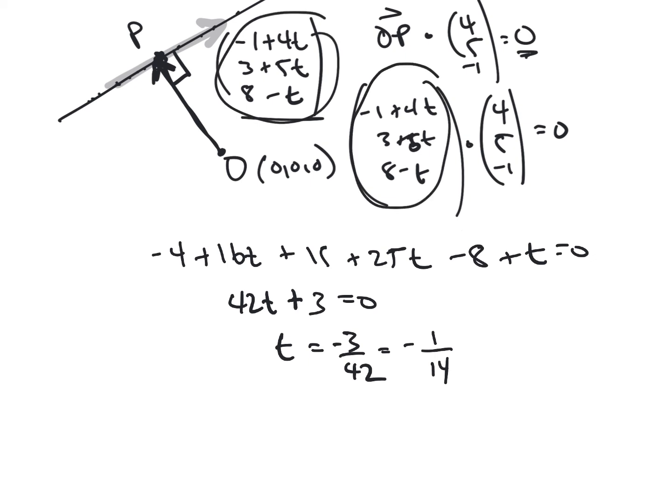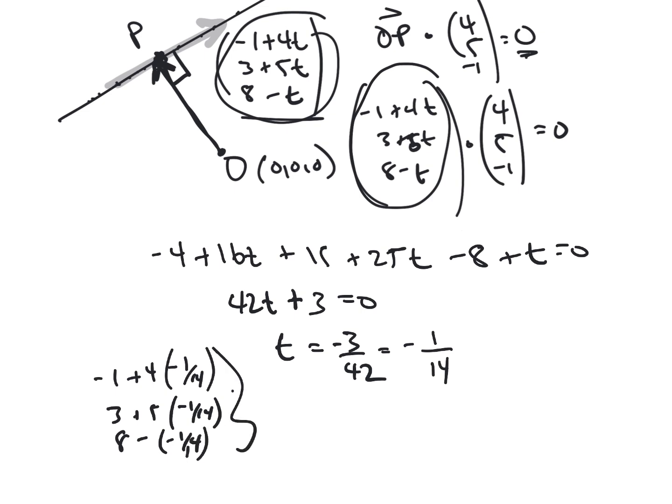This is my point P, or my vector OP. If I take that in, I'm going to go -1 plus 4 times -1 over 14, 3 plus 5 times -1 over 14, and 8 minus -1 over 14. If I do this calculation, that will give me point P.